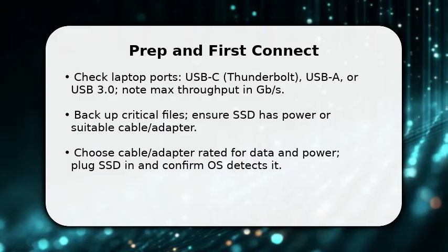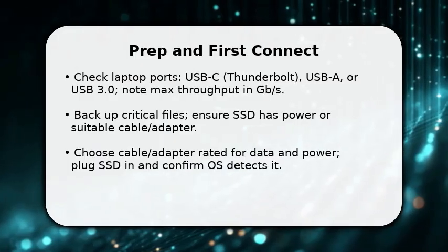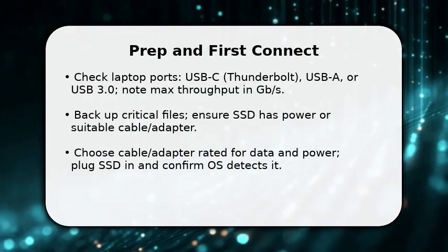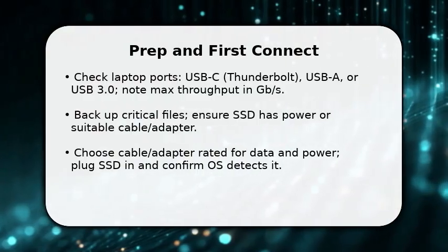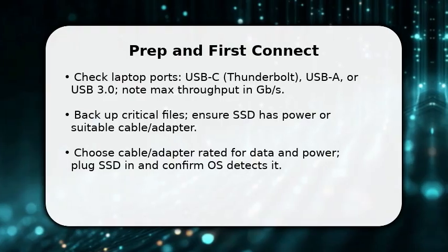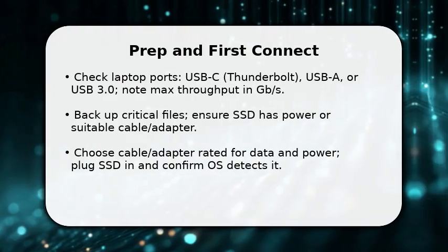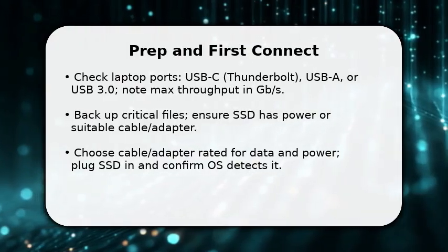Enjoy the video. You start by confirming what ports your laptop has and why that matters. USB-C with Thunderbolt gives far higher throughput than USB-A. Once done, back up any critical files so you won't lose data if you reformat.